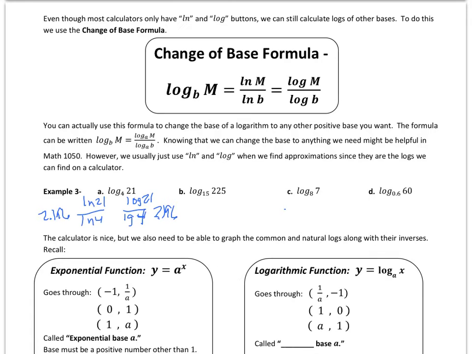All right, so log base 15 of 225. So again, ln 225 over ln 15, or log 225 over log 15, and we get 2, because 15 squared is 225, right? But if you don't know that, close your parentheses.